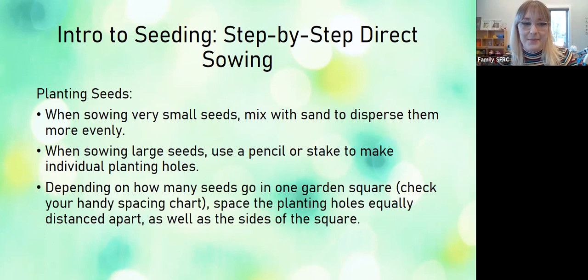But yeah, depending on how many seeds go in one garden square, again, we're doing garden squares. Check your handy dandy spacing chart that I gave you last week. Space the planting holes equally distanced apart as well as the sides of the square. So if you don't know what I'm talking about, go back and watch lesson 1 where I explained all of that, the squares and how to space all your seeds and plants. And if you don't have those handy dandy spacing chart and companion planting chart, let me know and I will get that to you.